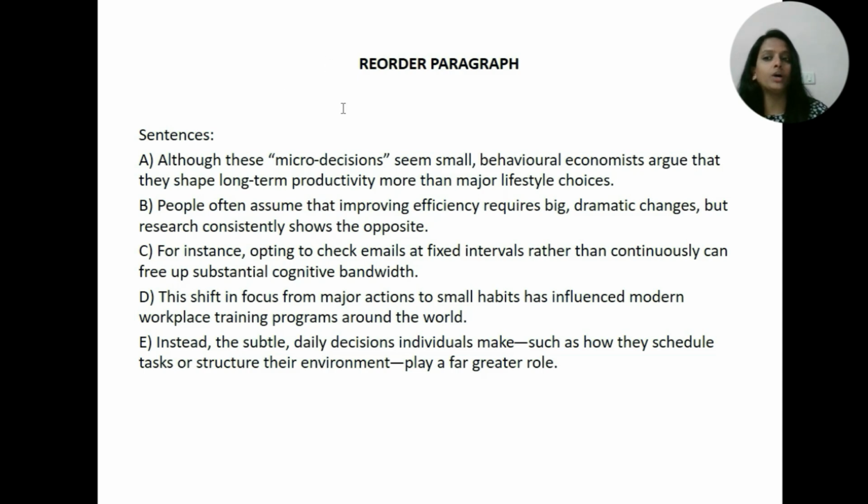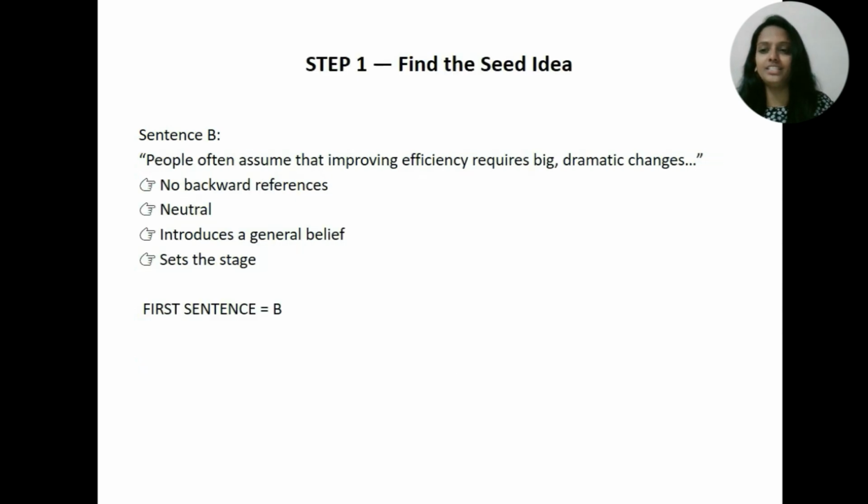And the final one, end with the canopy closure, layer 4. Which sentence wraps it up? Finally, we have only one, which is sentence D. "This shift in focus from major actions to small habits has influenced modern workplace training programs around the world." So this one is broad, conclusive, forward looking, and it mentions the global impact. So the last sentence is sentence D.